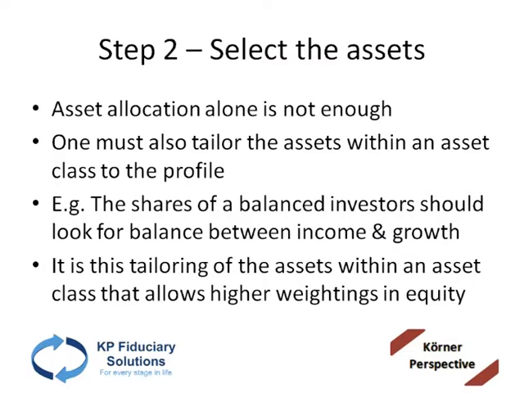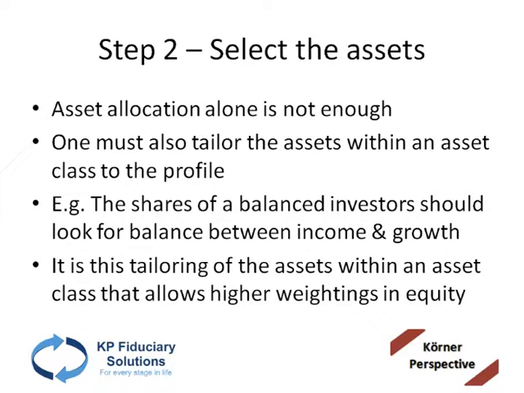Right, the second step in the process, now that we've identified the asset mix, is to tailor the assets within the asset class. We believe quite firmly that a lot of investment houses overplay the role of asset allocation and tend to follow a one size fits all approach in the underlying asset bucket. We believe, though, that one must tailor the assets to the profile. By definition, the equity component of a conservative investor would look fundamentally different to the equity component of an aggressive growth investor. And we feel very confident that it is this tailoring within the asset class that affords us the flexibility to hold slightly more weightings in equity and property than many of our peers.